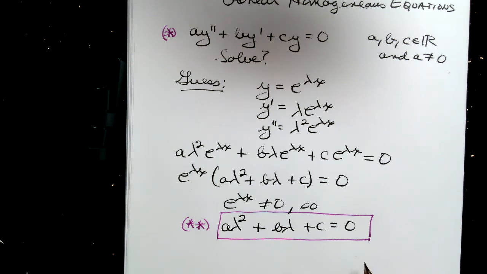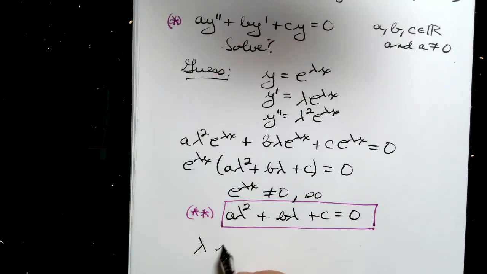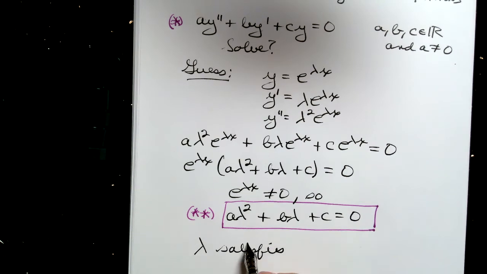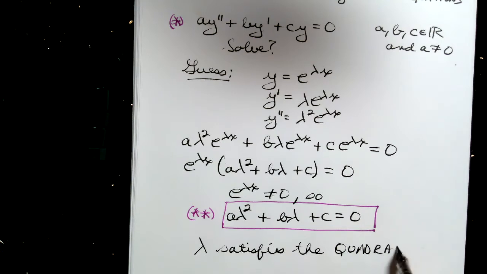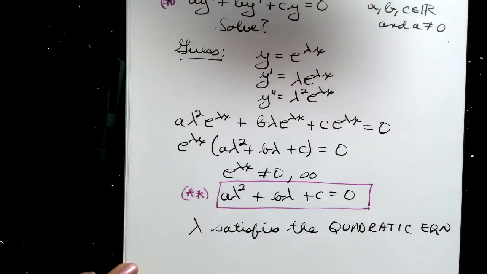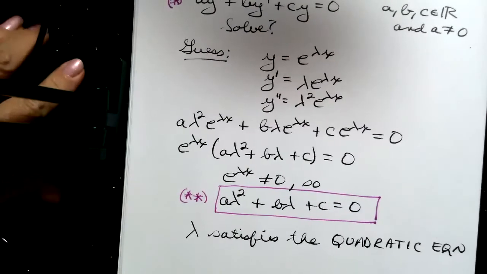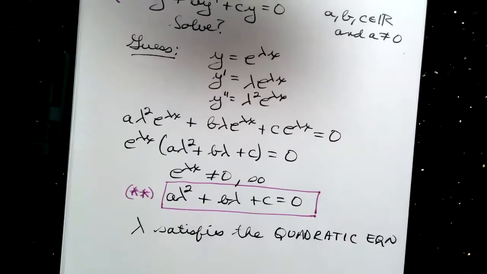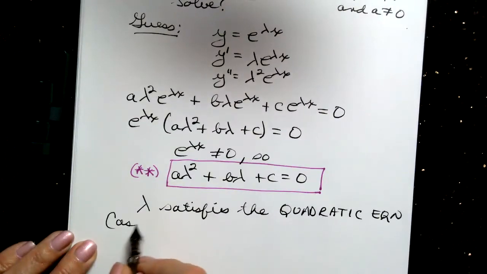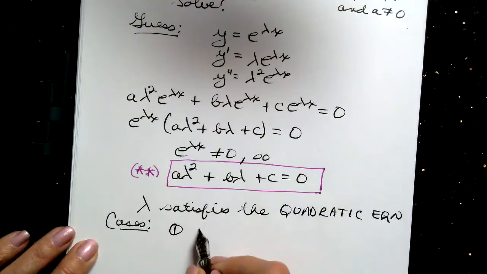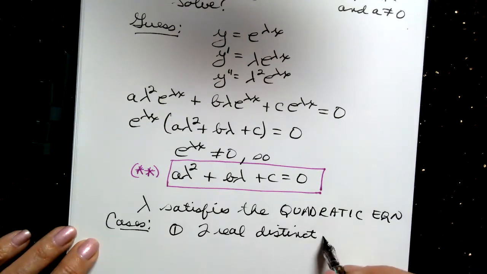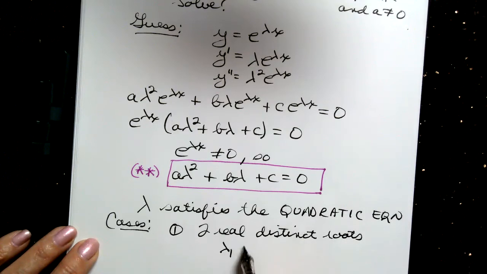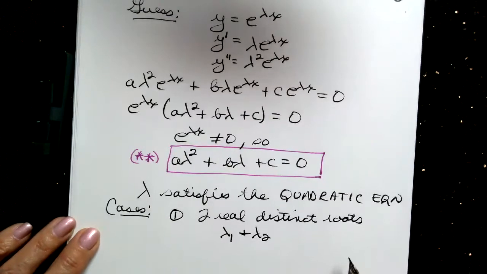Well, we know what happens with the quadratic equation. You have three cases of a possible solution. One is that you have two real distinct roots, let's say λ1 and λ2. So they're distinct, so they're not equal.